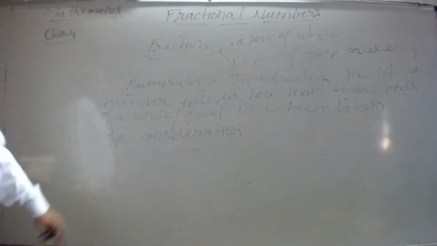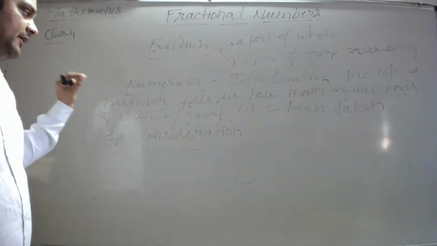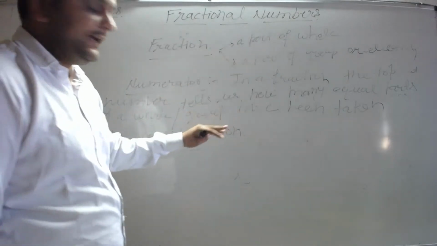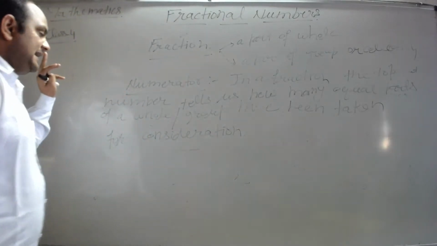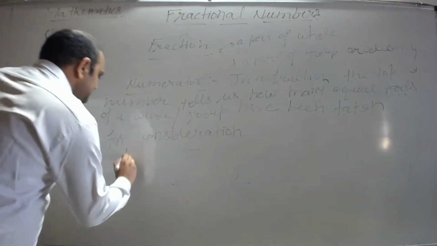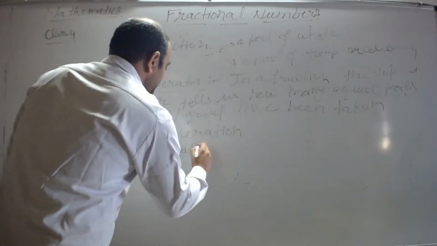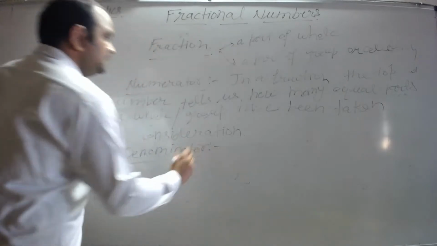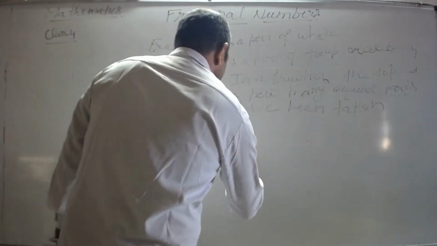In a fraction, the top number tells us how many equal parts of a whole or group have been taken for consideration. We call it the numerator. Another term is the denominator. The denominator is the bottom number in a fraction.